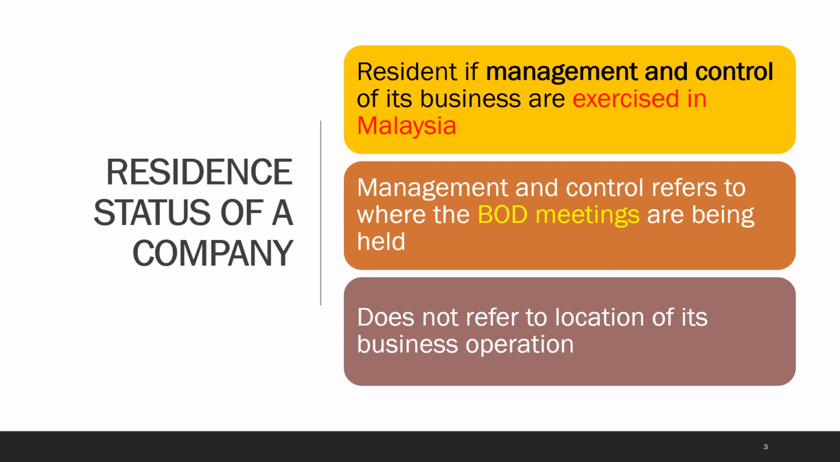So what is the management and control? This refers to the meeting of the board of directors. If it is held in Malaysia, it means that it is exercised in Malaysia. Therefore, the resident status of a company does not refer to the location of its business operation. Whether the location of business is in Malaysia is just an indication that a permanent establishment exists in Malaysia, not the resident status.